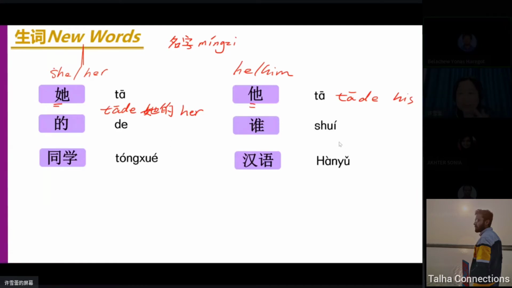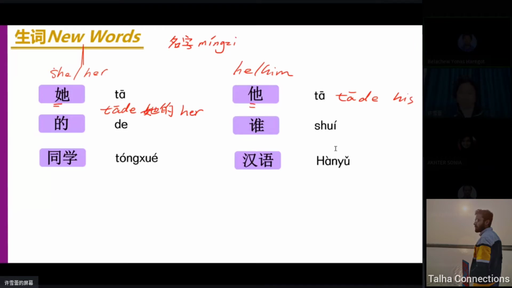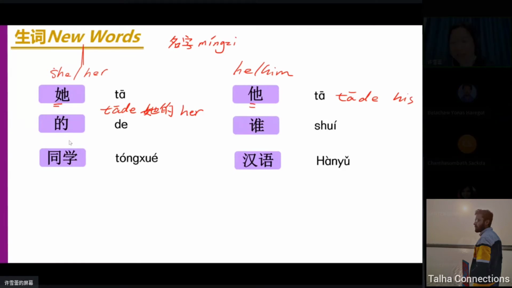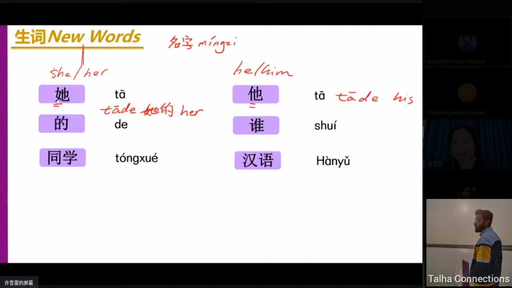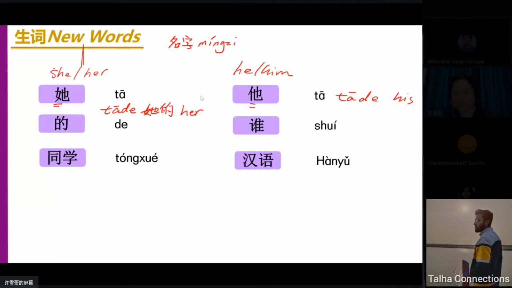Okay, now please tell me how to say her classmates in Chinese. Yeah, you text the phrase in the chatting room. Her classmates. Ah, 同学. Don't forget the 的. 她的同学。她的同学。对,她的同学. Very good. Now, what about his classmates? His classmates.